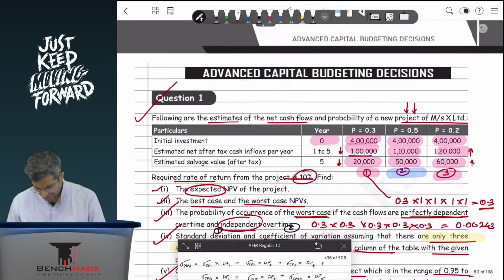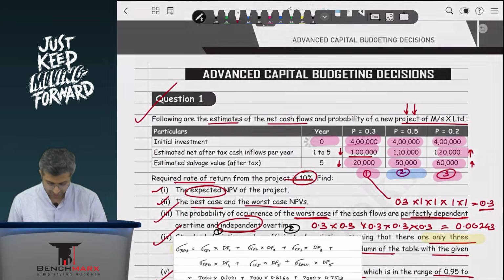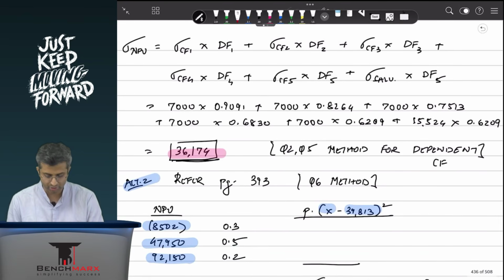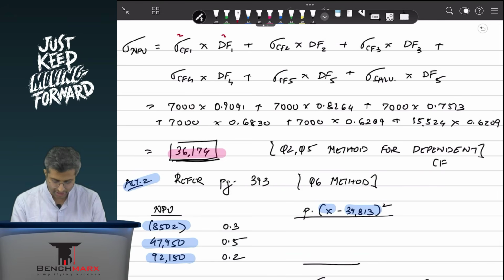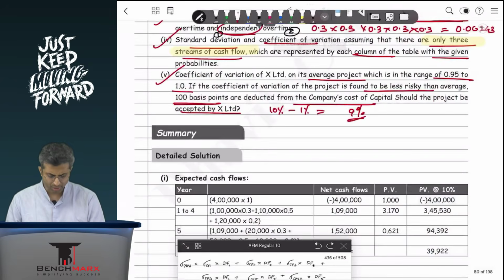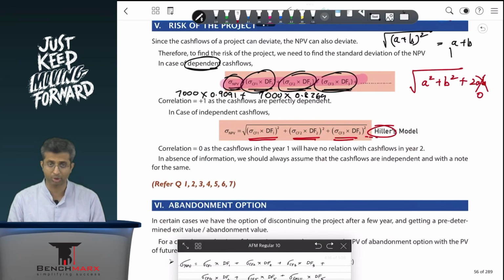Okay, if this question had independent cash flows, then what you would do is find the standard deviation of cash flows each year, and then square each of these numbers and square root it. So that will give you a different answer in case of an independent cash flow setup. Okay, so this is the probability approach, one of the most detailed and important approaches over here.